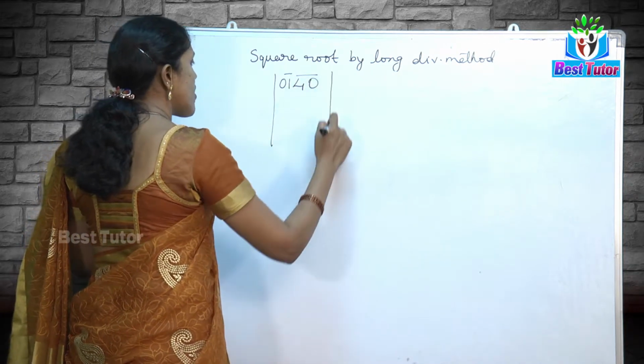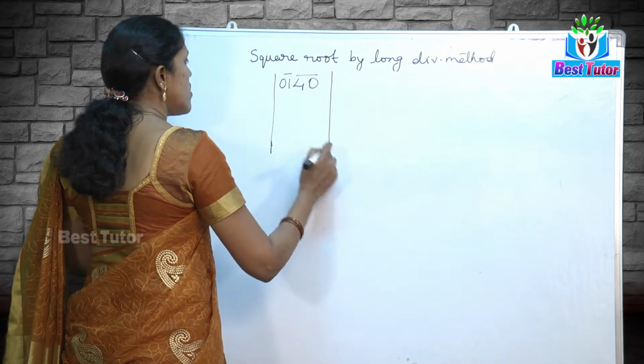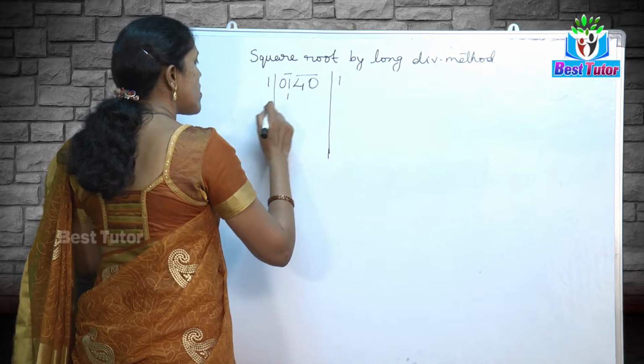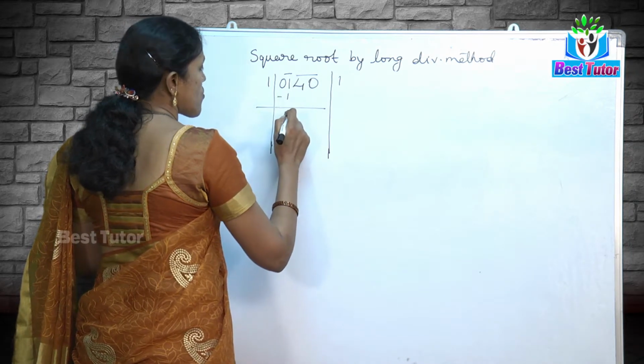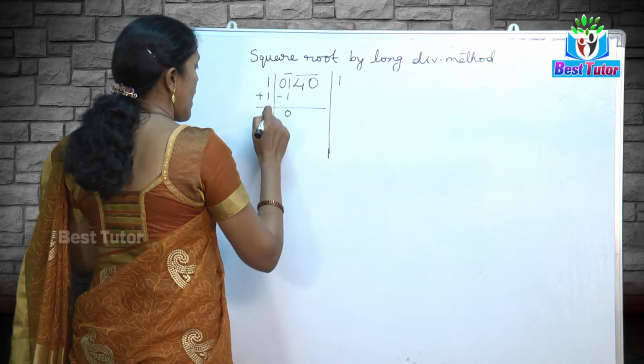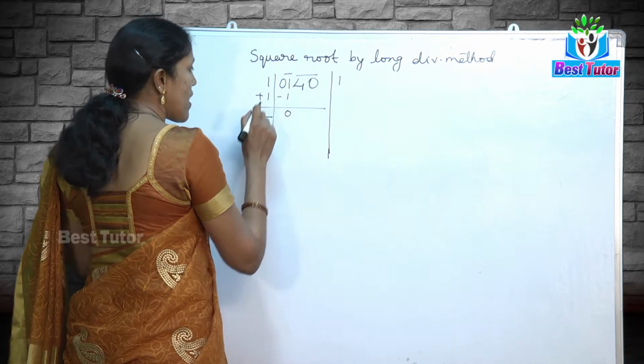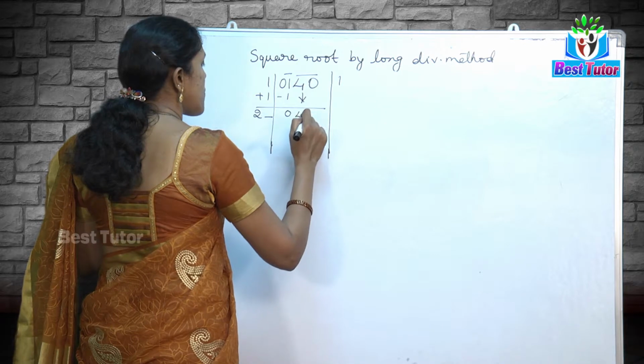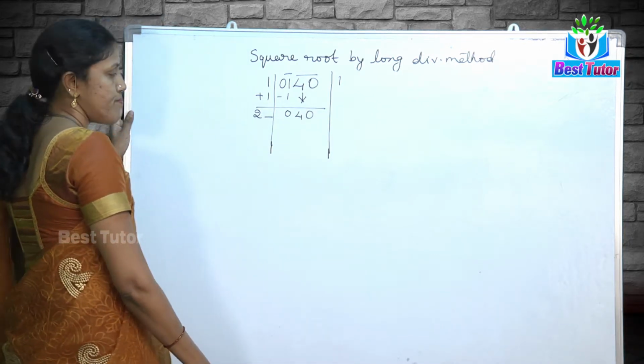Okay. How do we find the square root of this? What is a perfect square less than 1? 1 itself. 1 1 is 1, right. Here if I subtract, I get 0. I need to add, leaving the ones place, 1 plus 1 is 2, right. I have to bring the next pair of numbers down, 40.